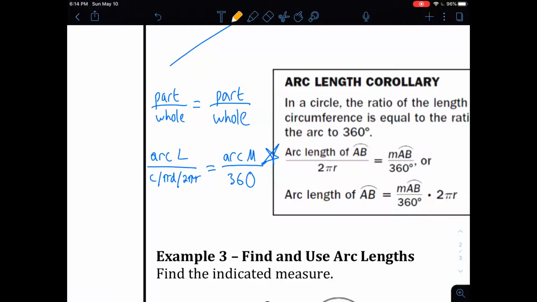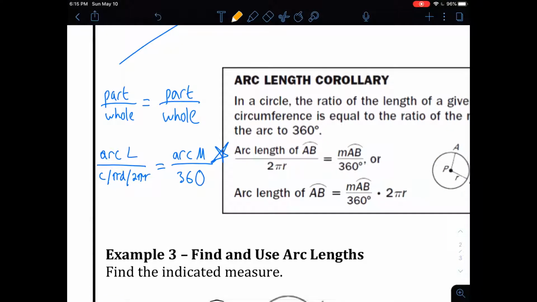Okay, but basically all you need to remember from this is that it's part over whole equals part over whole. So when we're given just an arc length, not the entire circle, we're going to use the arc length over the circumference equals arc measure over 360. And 360 is the total degrees of a circle, and circumference is all the way around the circle. So we're using the proportion of the ratios between the arc length and the entire circumference, and the arc measure and the entire 360 degrees that a circle makes.